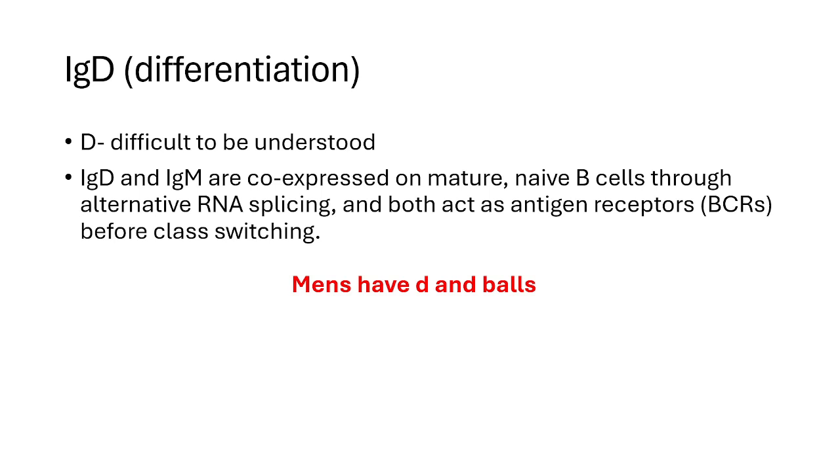Now finally coming to IgD, here D stands for differentiation, and this is the immunoglobulin which is least understood. Also, I have this analogy which can be helpful. It's kind of vulgar, but I hope this will be helpful. Like men have D and balls. So men as in IgM, D as in IgD, and balls as in B cells. So the summary is that IgD walks alongside IgM on immature B cells, helping them recognize invaders and begin the immune response.